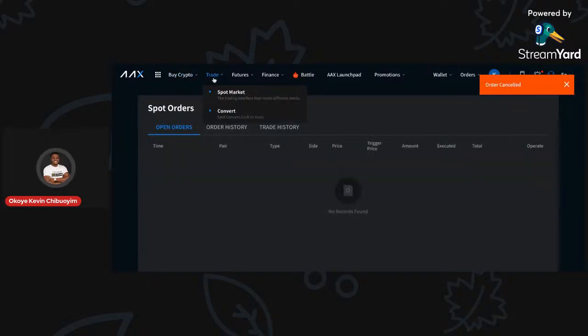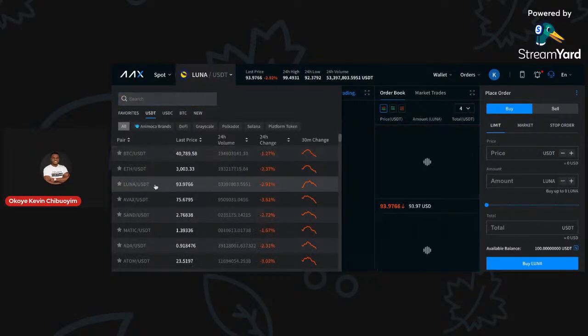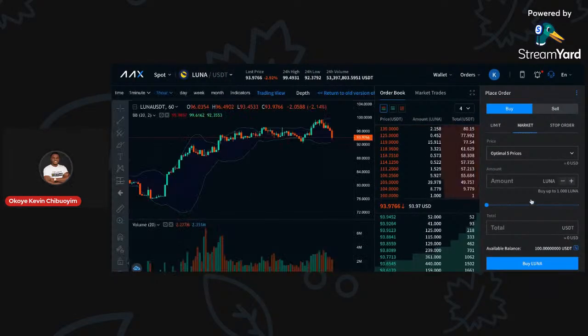Let's explore the other type. So the next thing we have is the market order. Market order means to buy at the actual current market price. So we have the price. You can choose optimal 5 prices, or you can choose market price. I go with market price. So how many Luna do you want to buy? I want to buy 1 or 0.01. Let's go with 1 Luna. So once you click, you are buying Luna immediately. Do you understand?